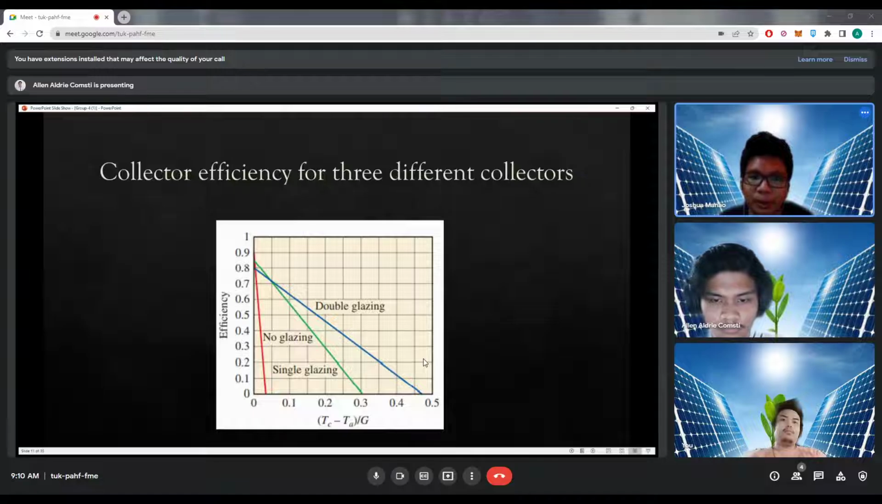This is the graph which shows the collector efficiency for three different collectors, which shows that the no glazing collector has the highest efficiency.